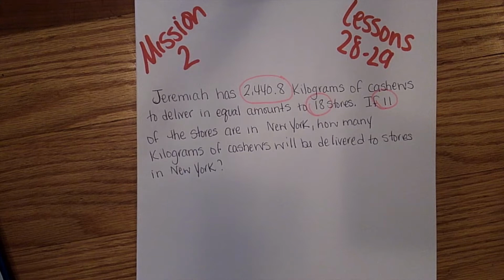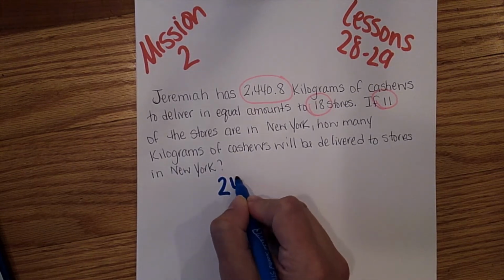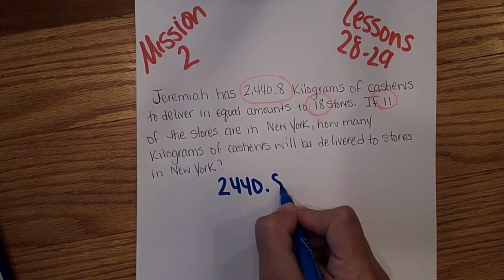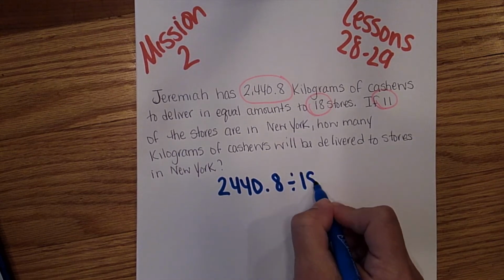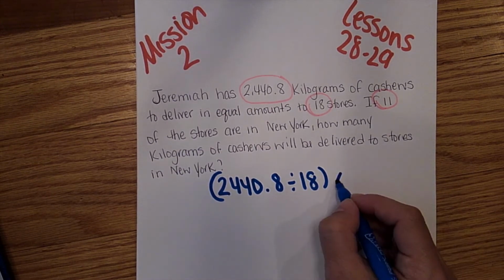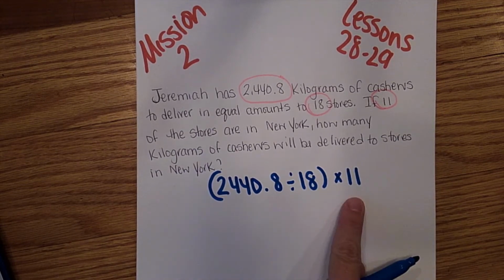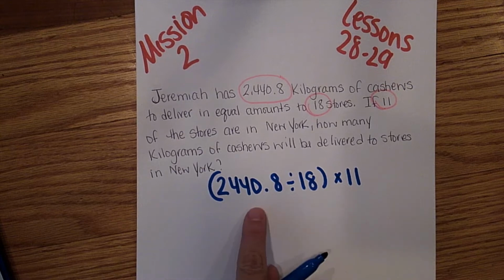All right, guys, so if we were going to write this as an expression, we're going to write 2,440 and 8 tenths divided by 18 because he's bringing those to the store. He's giving some to each. But 11 groups of those are going to New York. So the first thing we're going to do is divide, and then we are going to multiply.